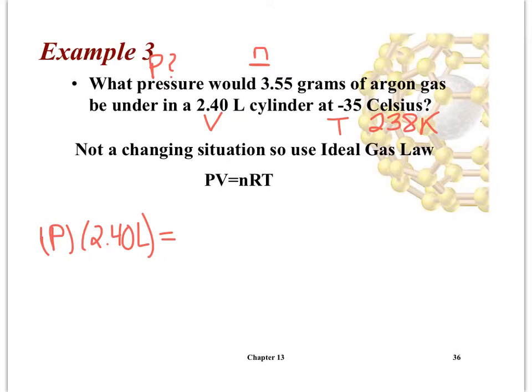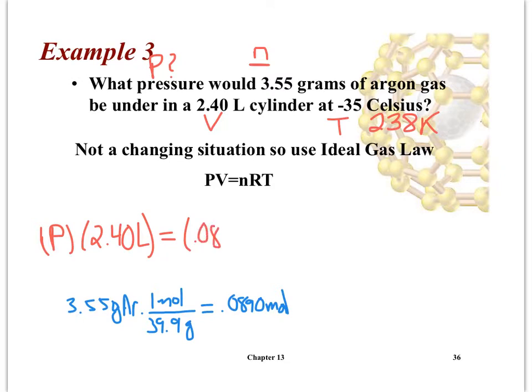Let me do it in a different color. So I have 3.55 grams of argon. I'll change that to moles. So 1 mole of argon. The molar mass of argon is 39.9 grams. And so this is 0.0890 moles of argon. Now, I chose to calculate on the side and plug it in. If you want to do it all together, you can. It's totally up to you. So 0.0890 moles.